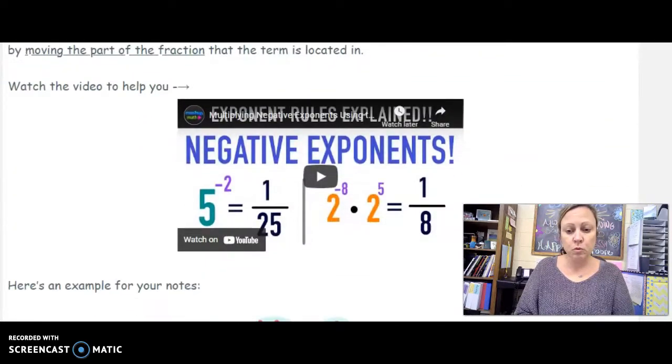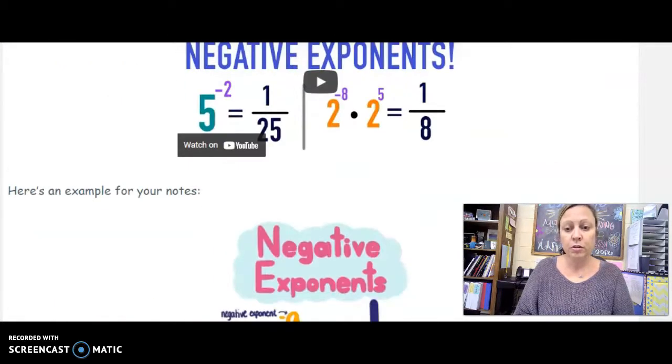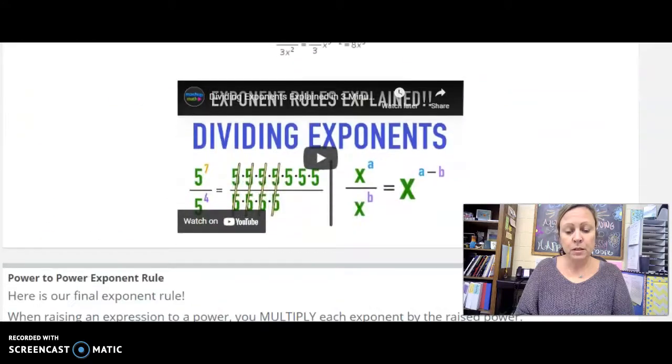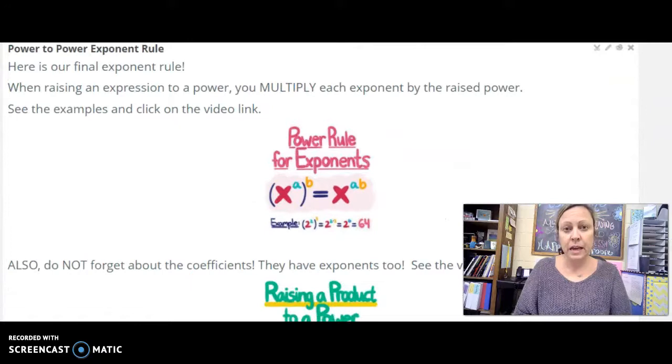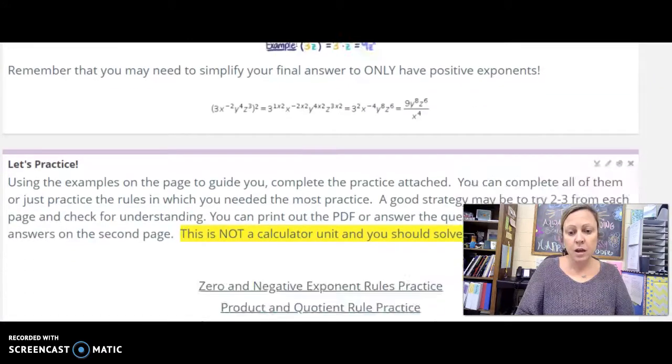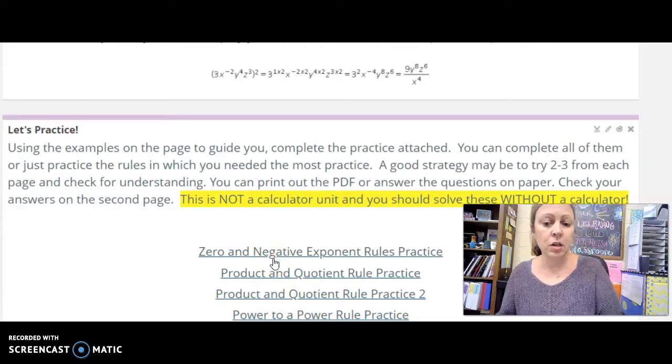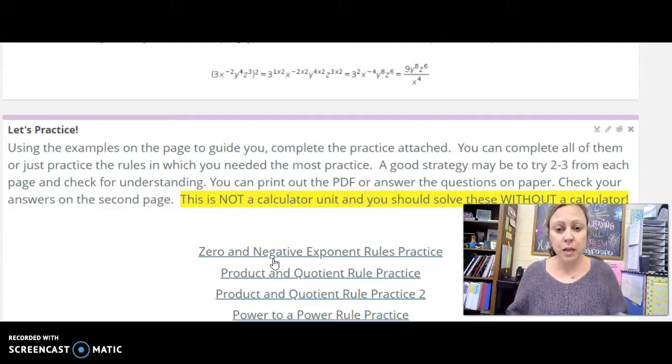So each of these rules has a quick video for you to watch. So we've got your 0 rule, your negative exponent rule, multiplying exponents, dividing exponents, and then your power to power rule, okay? The end of this page gives you practice. It's worksheets with answers. So again, do as many or as little as you need to do to feel confident. These are looking at individual rules in isolation.